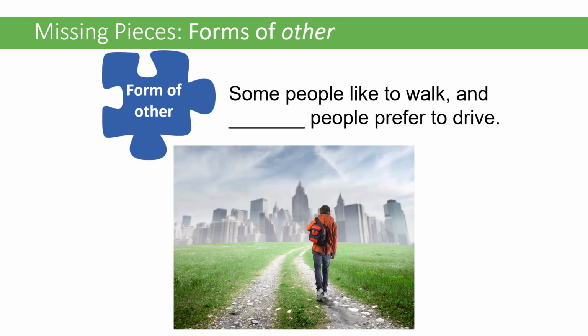Some people like to walk and other people like to drive. Again, we don't have the because there's not only those 2. Some people also like to ride bicycle. Some people like to run. Some people like to have skateboards or motorcycles, right? So these are not the only 2 choices.